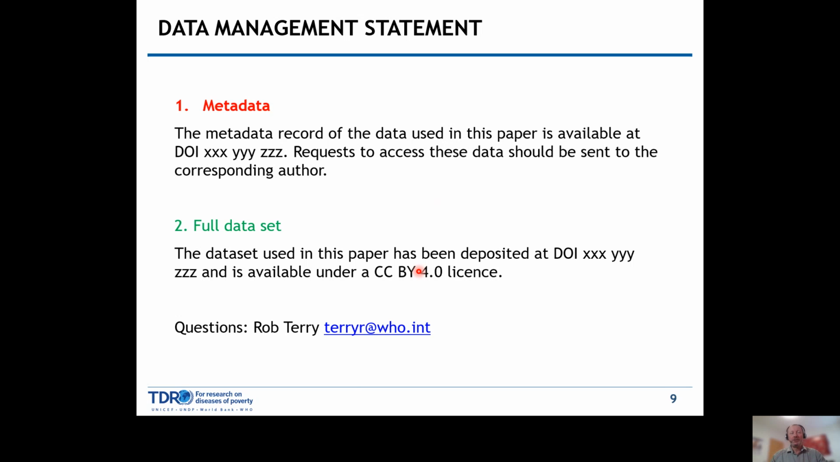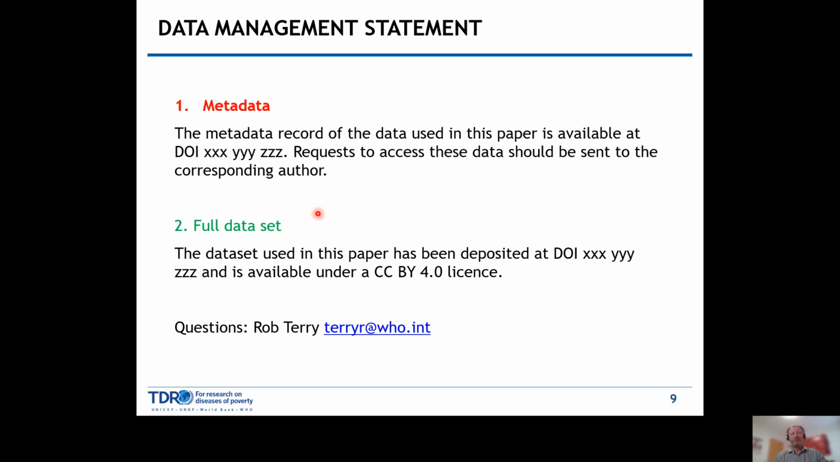And then what you end up with is 2 choices. So in your final manuscript, under the data management statement, you have 2 choices. One would be: the metadata record of the data used in this paper is available at, and then this is the DOI. It'll be a unique number that you'll have, and it'll be a live link, like a web link. Requests to access these data should be sent to the corresponding author, and then that gives you the option of how you then subsequently deal with somebody wanting to either use or reuse the data you've done.